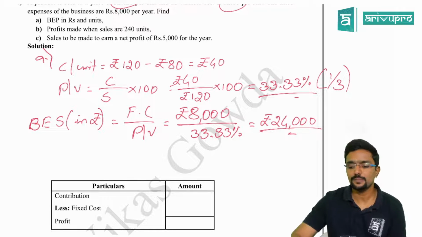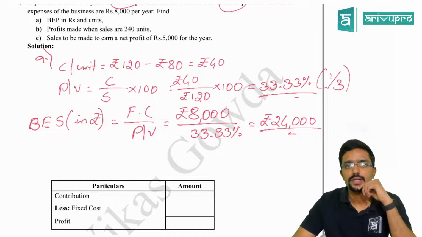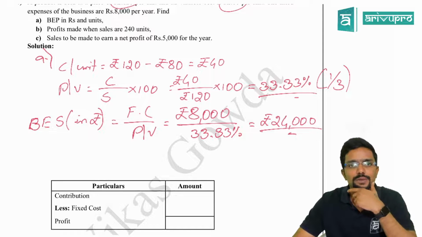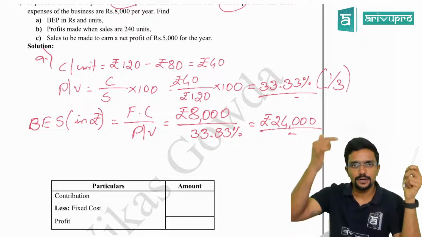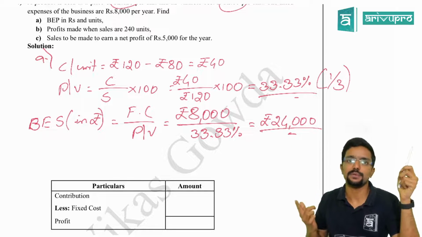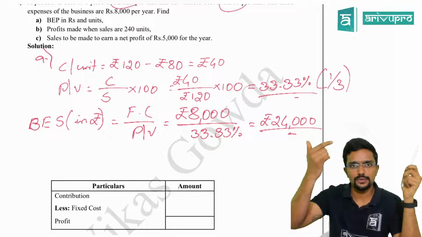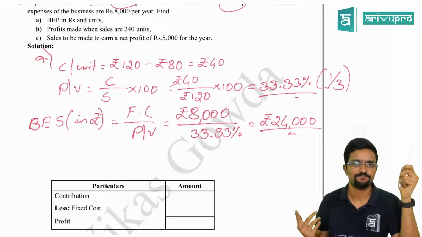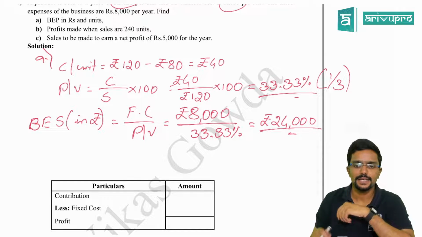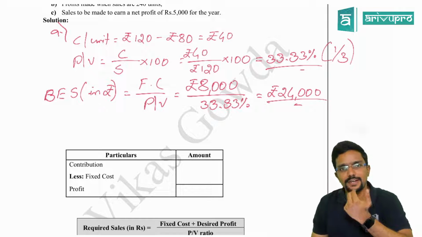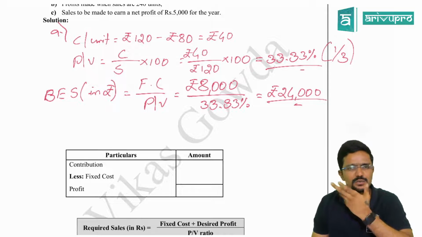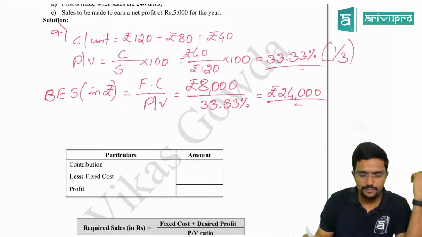You can take it as 1 by 3 also. Please observe here. If you take PV ratio as 1 by 3, the calculation will be 8,000 divided by 1 by 3, that is 8,000 into 3. In that case, you will get the exact answer. Then in rupees, if you divide 24,000 by selling price, you will get units. But here I am using the formula.